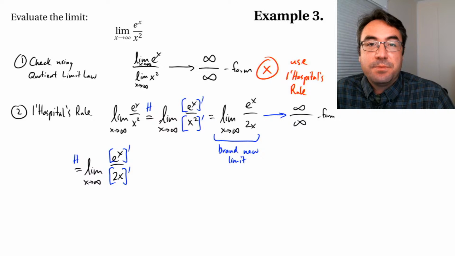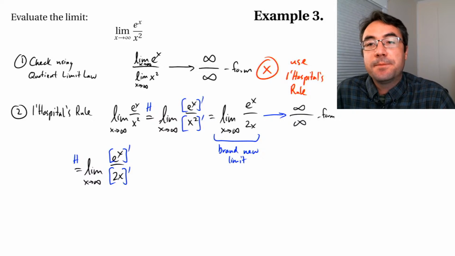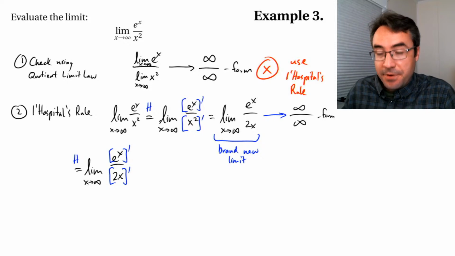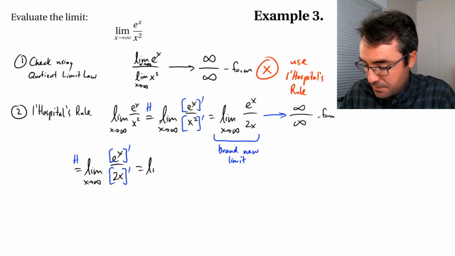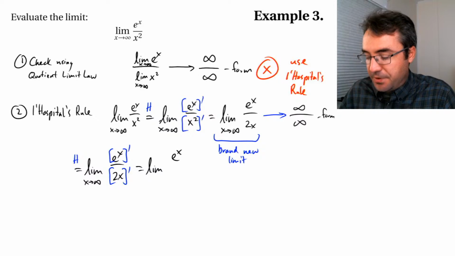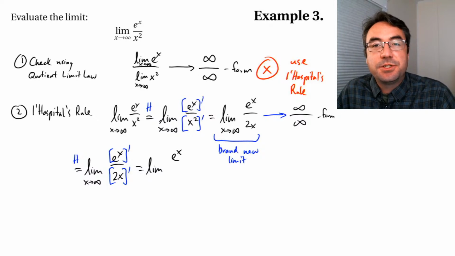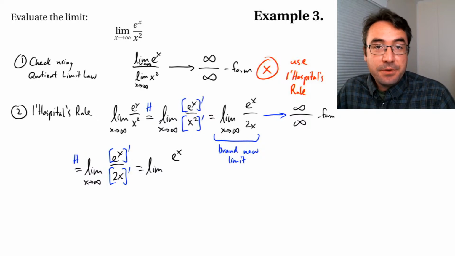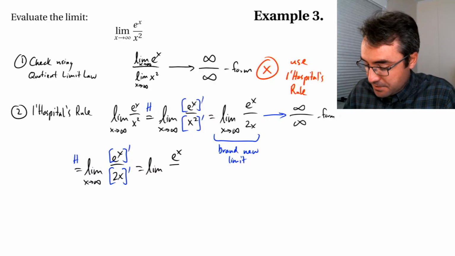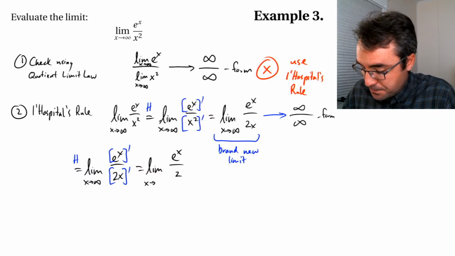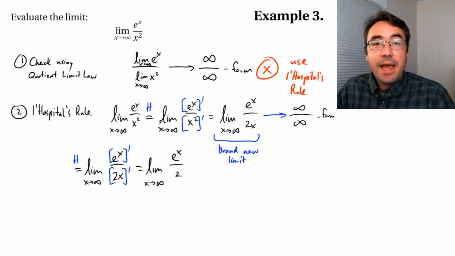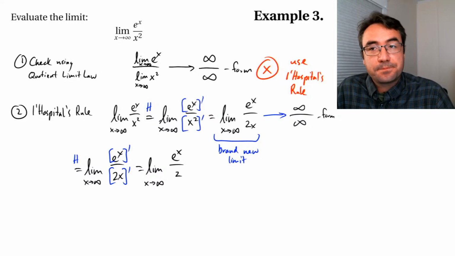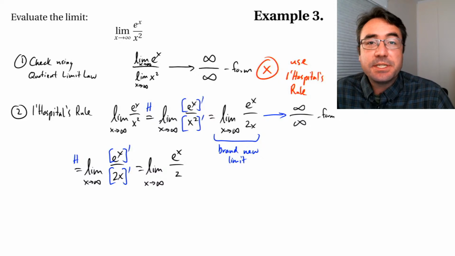So let's mark it with a little h just to indicate that we're applying L'Hopital's rule there. Let's calculate those derivatives. So derivative of e to the x, that's our nice one. That's just e to the x. And then derivative of 2x, also nice, just 2. And now we have a brand new limit. Not much to really simplify there.